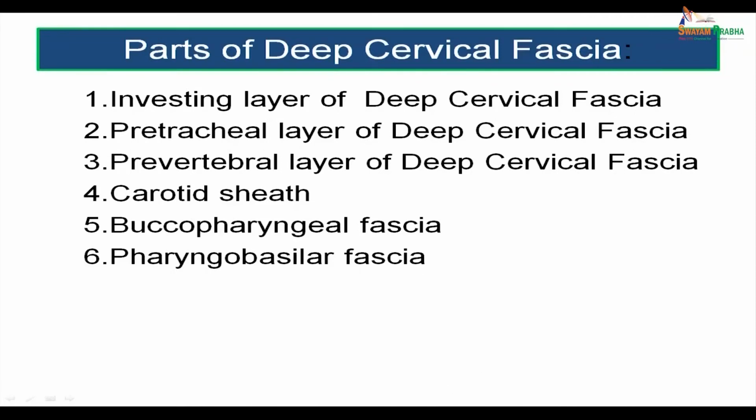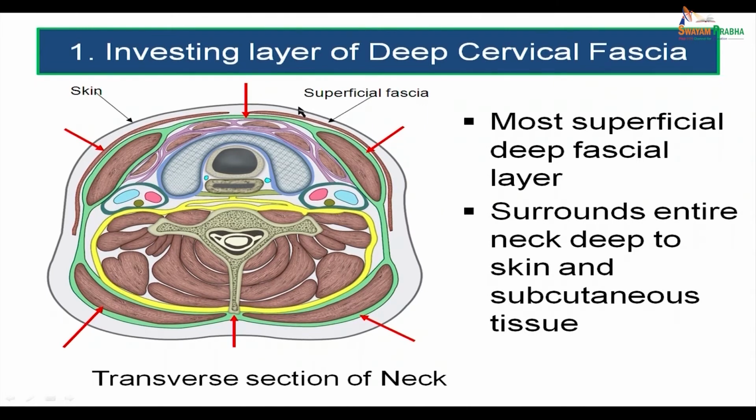Now, what are the parts of deep cervical fascia? It has various parts. The first part is the investing layer of deep cervical fascia. The second part is the pre-tracheal layer. The third part is the pre-vertebral layer. Then it has the carotid sheath, the bucco-pharyngeal fascia and the pharyngo-basilar fascia. We will talk about one by one all of these parts.